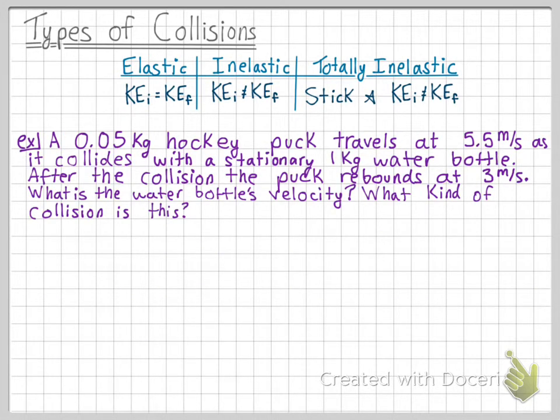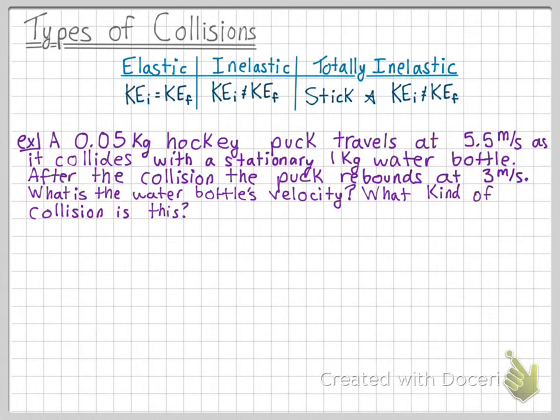A 0.05 kilogram hockey puck travels at 5.5 meters per second as it collides with a stationary 1 kilogram water bottle. After the collision, the puck rebounds at 3 meters per second. What is the water bottle's velocity, and what kind of collision is this?